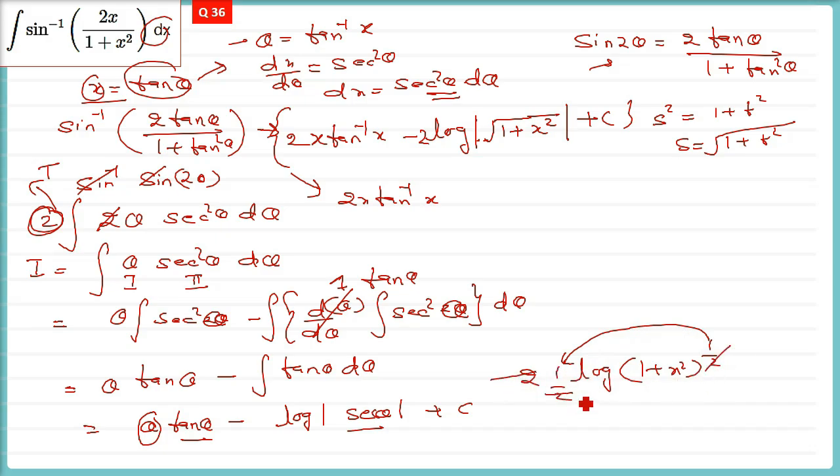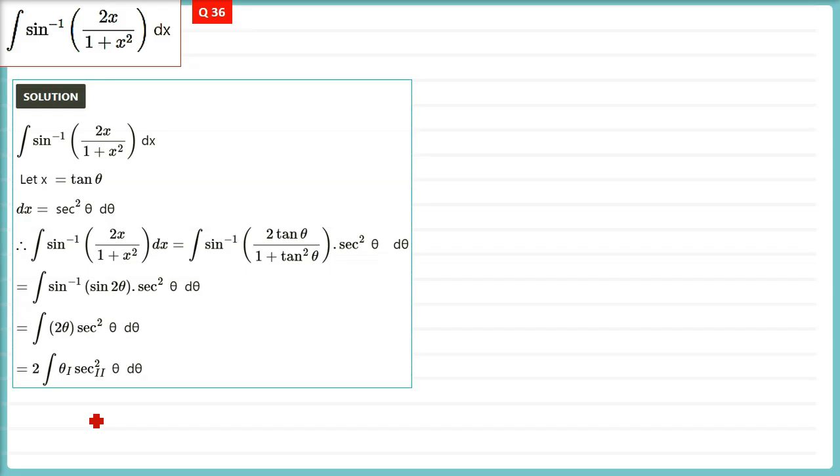Now when half comes, 2 gets cancelled. So you are left with minus log modulus of 1 plus x square, plus constant of integration. And this is your final result. That's your final answer. Now how are we going to go about it?